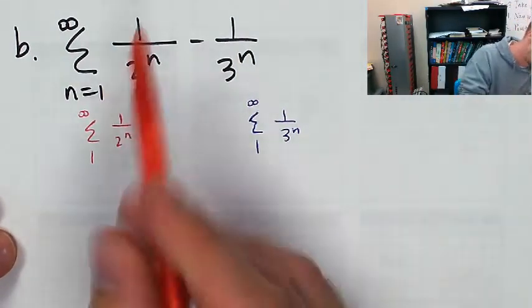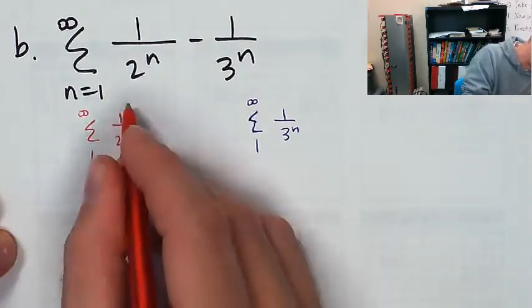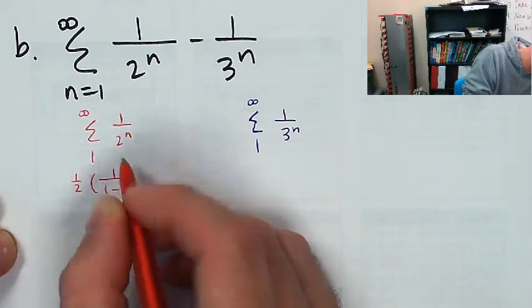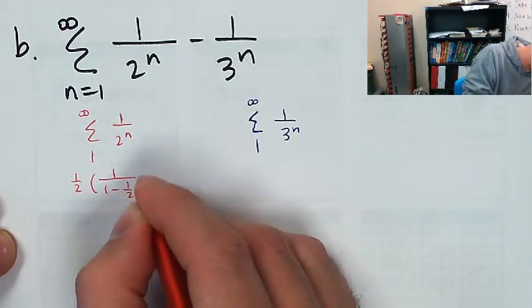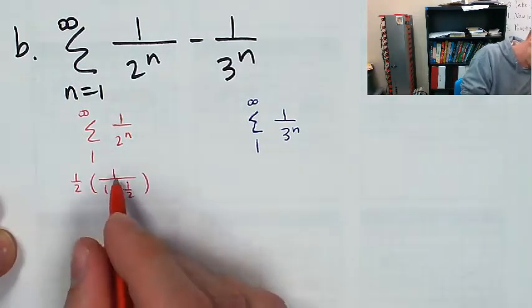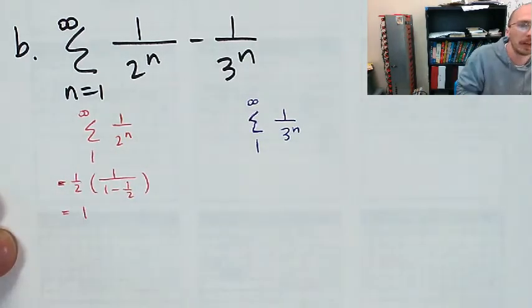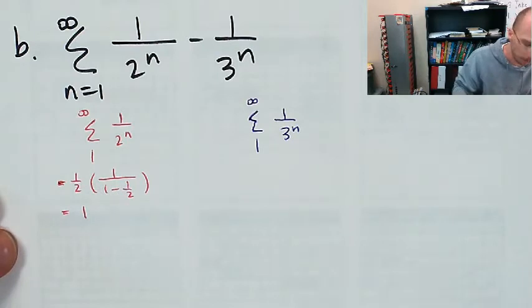Okay, so 1 over 2 to the n, first term is going to be 1/2. 1 over 1 minus the common ratio is also a half. Okay, so that's going to be 1. Oh yeah, we've already solved that series in this class.